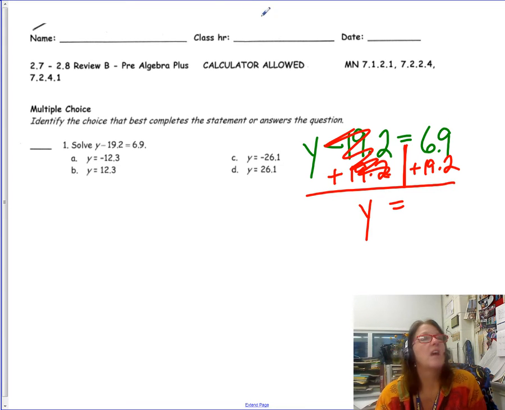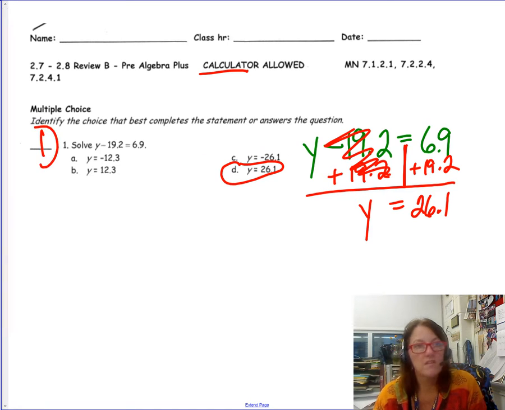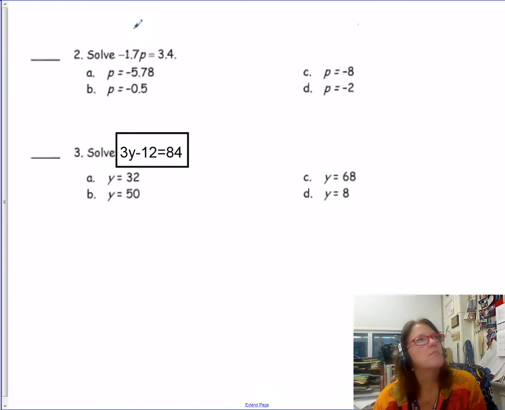Now, on this one, I have said that a calculator is allowed. You can either do it by hand or use a calculator. Go ahead, I get 26 and 1/10. Aha, ooh, careful. Trying to mislead you there a little bit, so make sure you are watching your positive and negative signs.